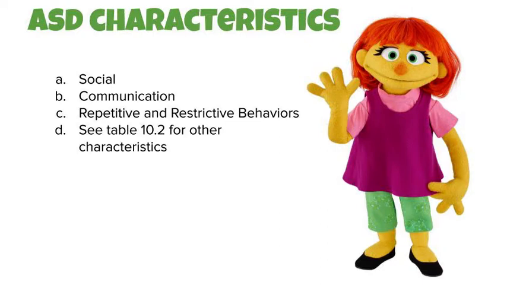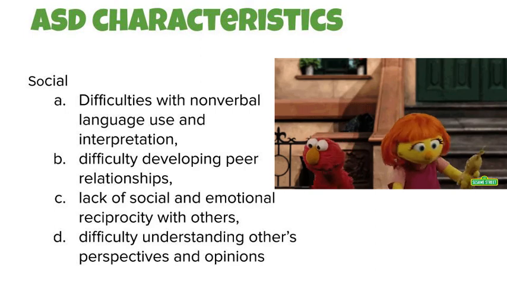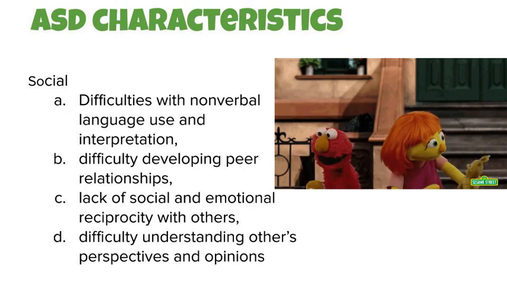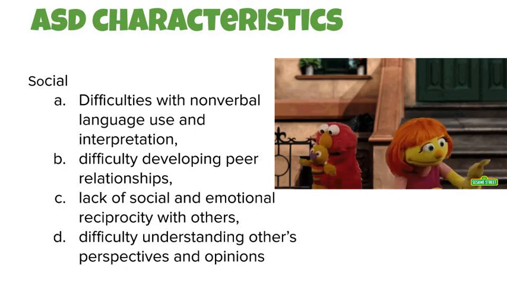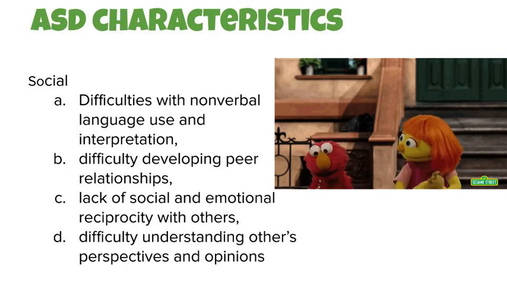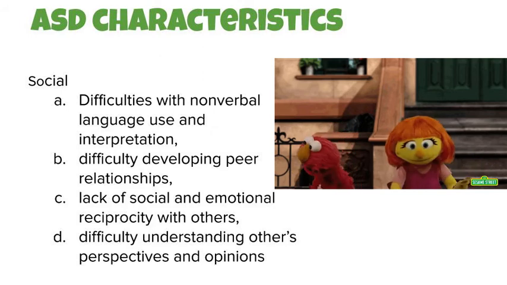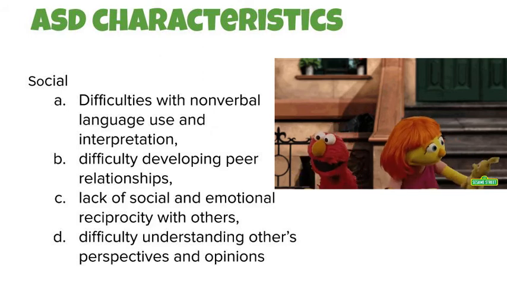When we look at the characteristics of individuals who have autism, there's a couple of different areas. One, we can look at social interaction, communication symptoms, repetitive and restrictive behaviors, and then some other characteristics. So with social interaction symptoms, we look at difficulties with nonverbal language use and interpretation, difficulty developing peer relationships, a lack of social and emotional reciprocity with others, and difficulty understanding other people's perspectives and opinions.